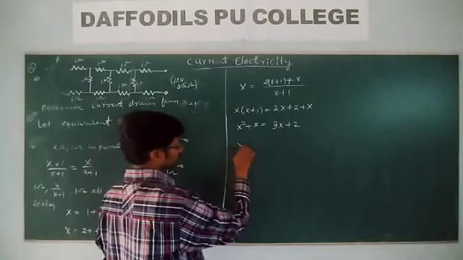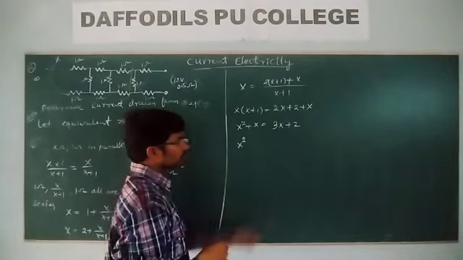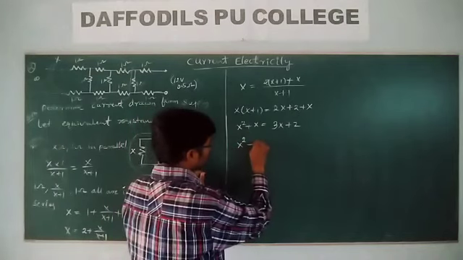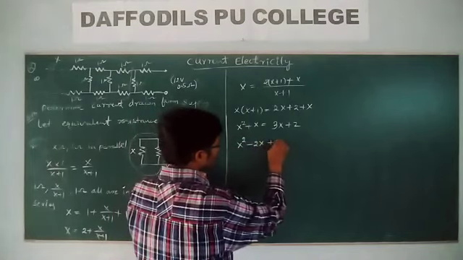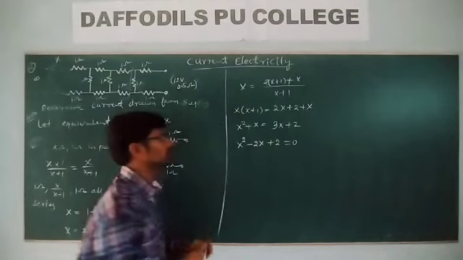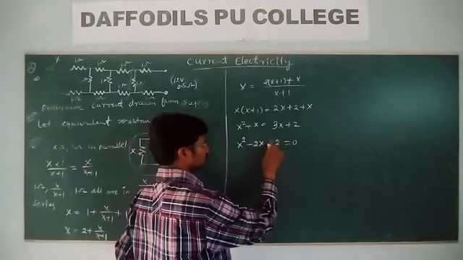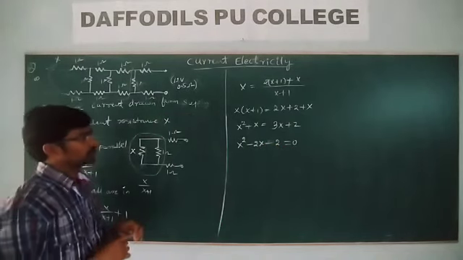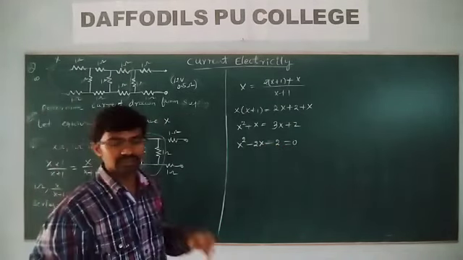Bring those values to this side. Then X square plus X minus 3X minus 2 is equal to 0. Now it is a quadratic equation, but we cannot determine its roots.